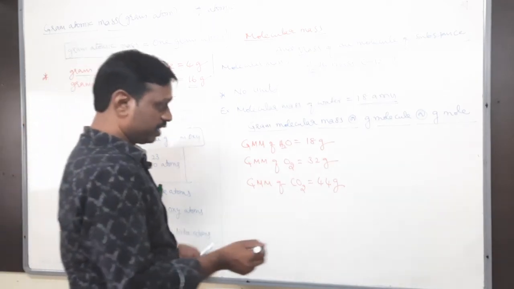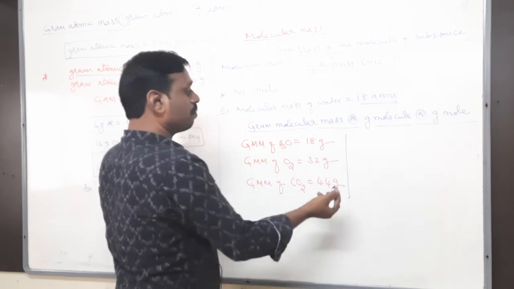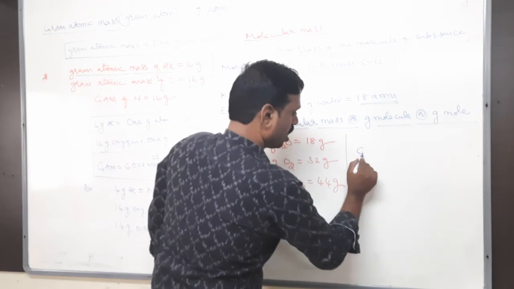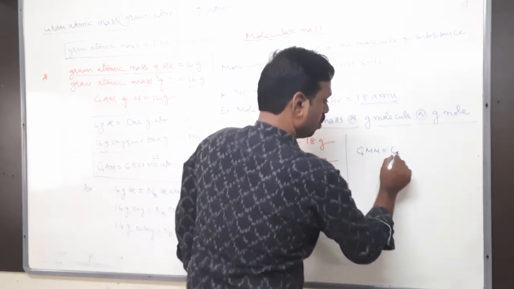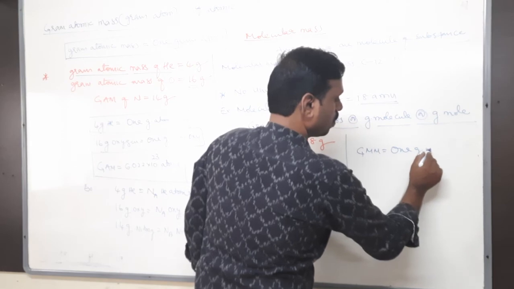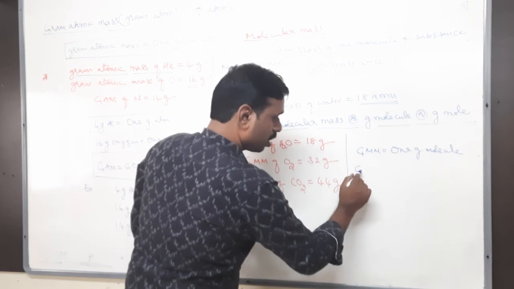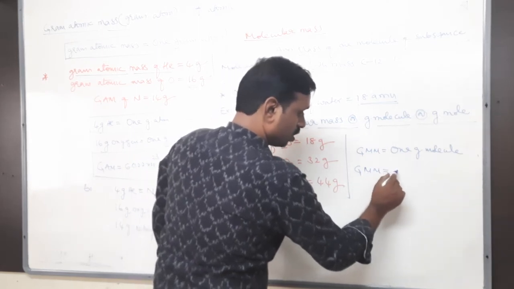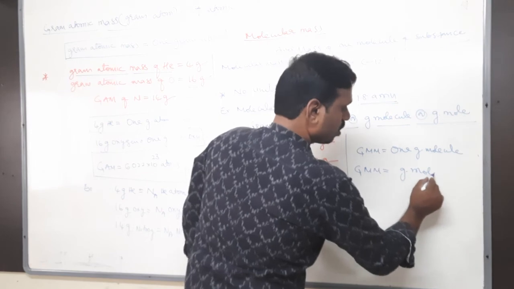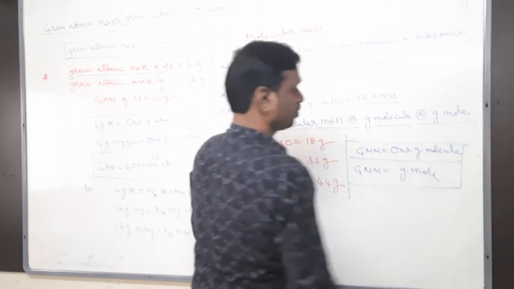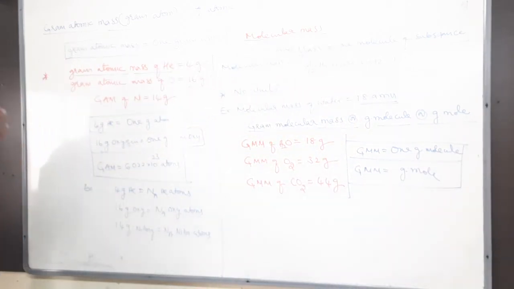Next, we also know that gram molecular mass is equal to gram molecule, which is also called gram mole. Therefore, gram molecular mass is equal to 1 gram molecule, and gram molecular mass is also equal to 1 gram mole, nothing but mole.